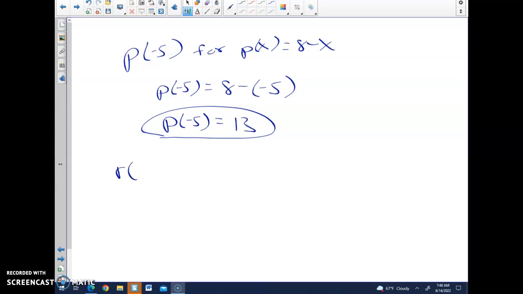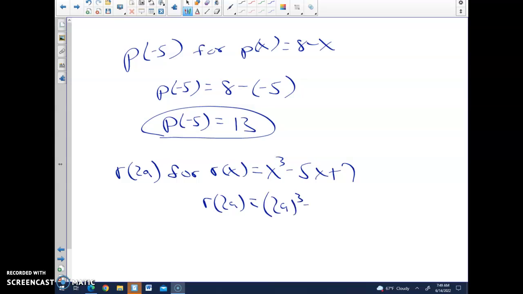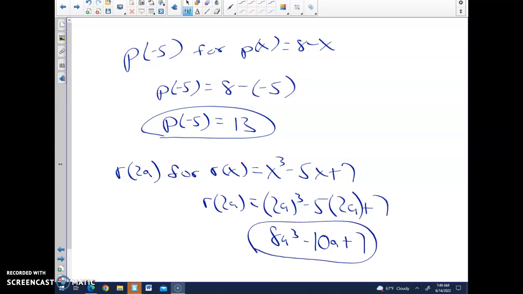Number 6, same deal. r of x equals x cubed minus 5x plus 7. r of 2a equals 2a cubed minus 5 times 2a plus 7. 2a cubed is 8a cubed. Negative 5 times 2a is negative 10a. And then we just add the 7 on. And there's our answer.